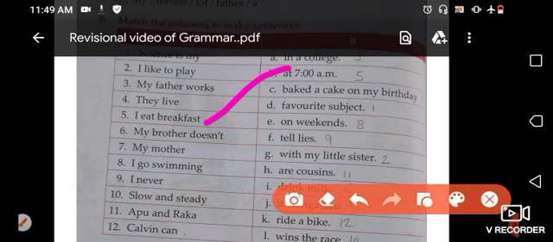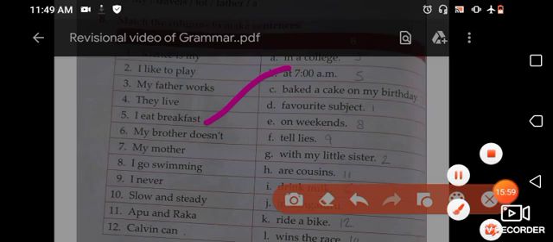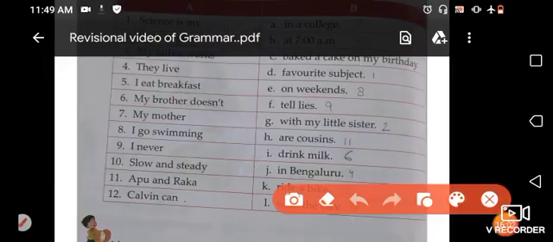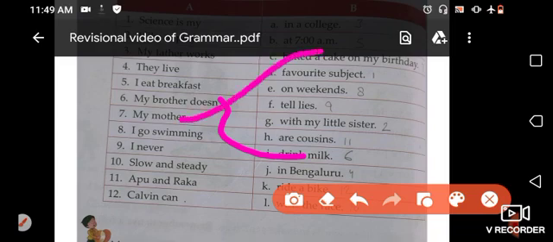Sixth one is: my brother doesn't. My brother doesn't drink milk. Okay. Seventh one is: my mother baked a cake on my birthday. I go swimming. Okay. I go swimming on weekends. Ninth one is: I never tell lies.